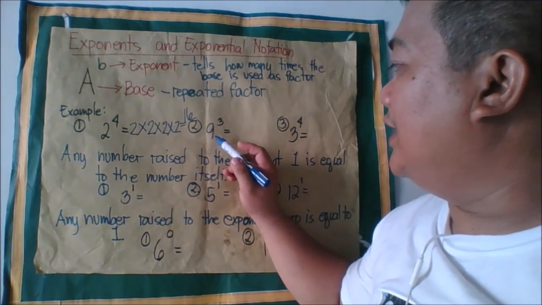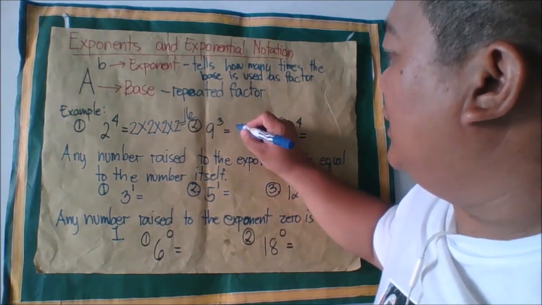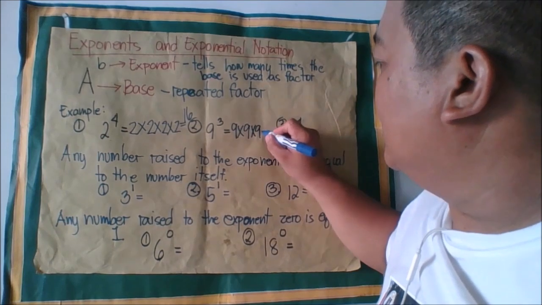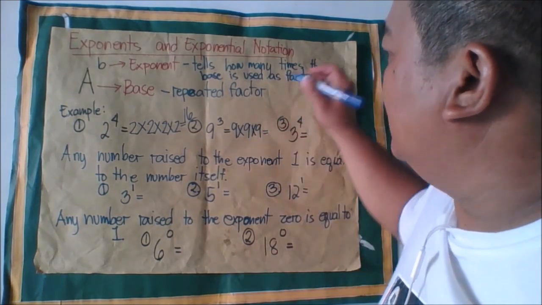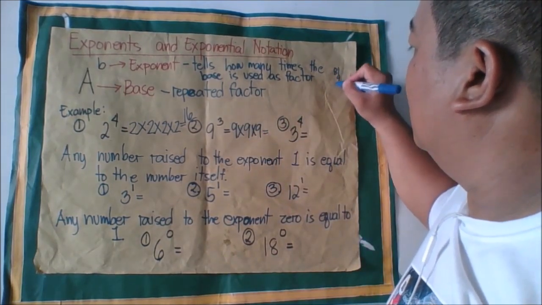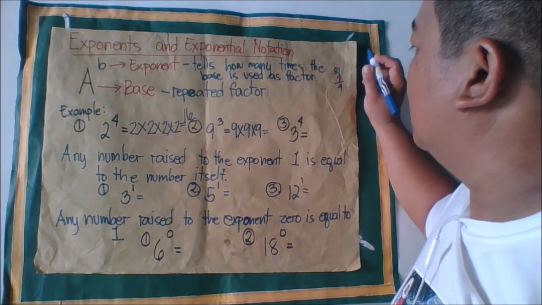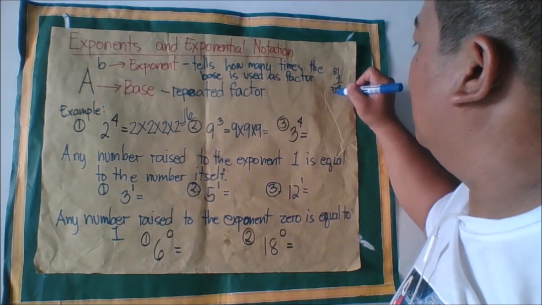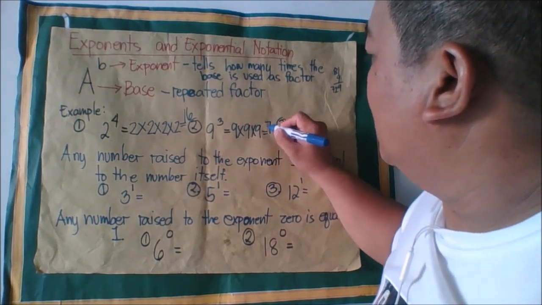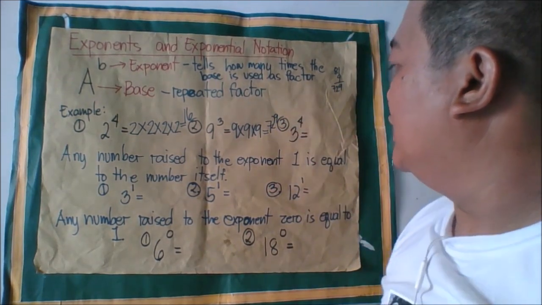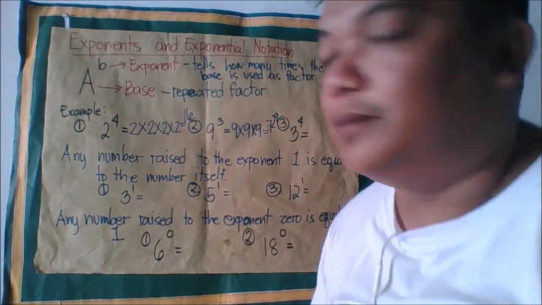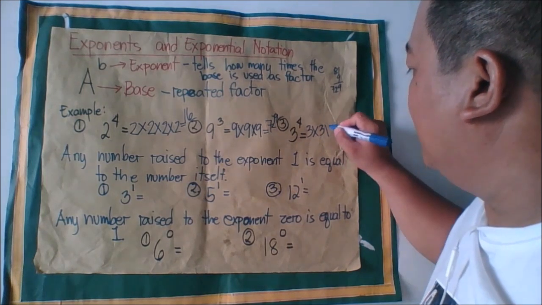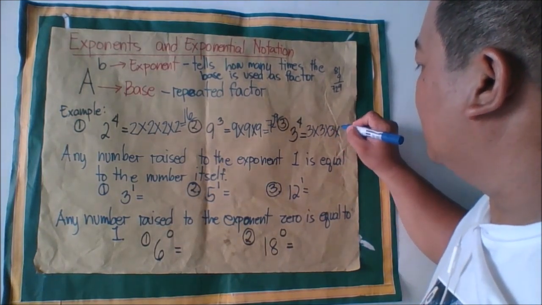Then 9 to the power of 3 would be 9 times 9 times 9. So 9 times 9 is 81. 81 times 9 would be 729.